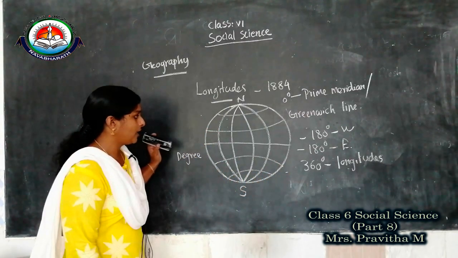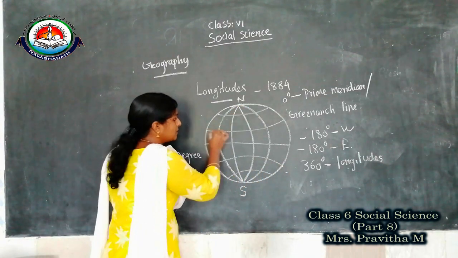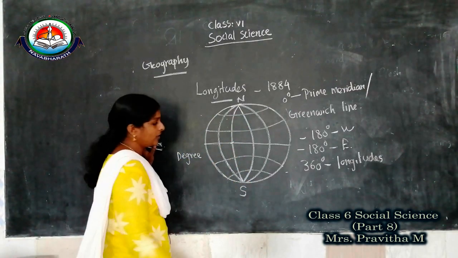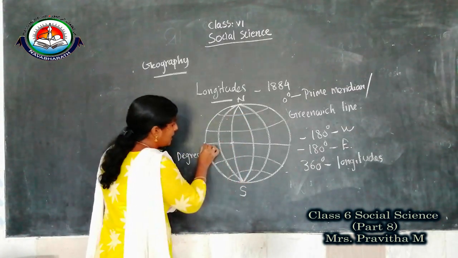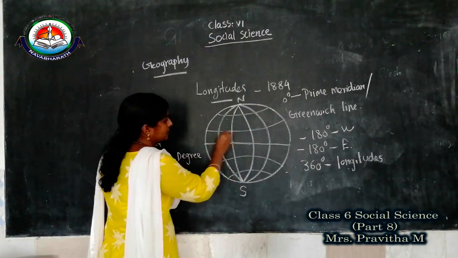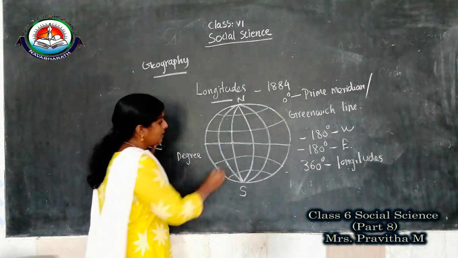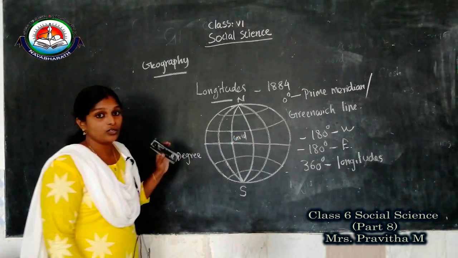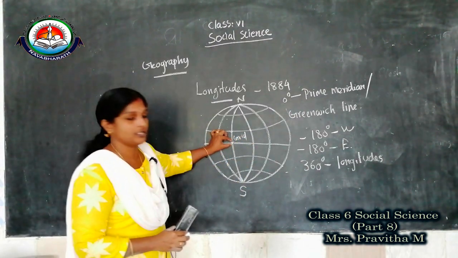Children, you can look, these latitudes and longitudes intersect each other. You can see this point now, children. This is known as a grid. Longitudes and latitudes intersect each other.